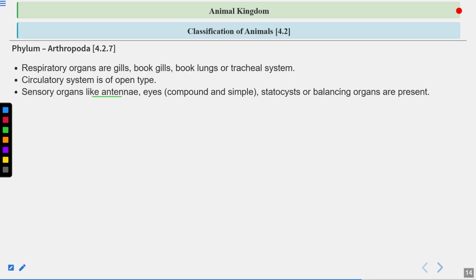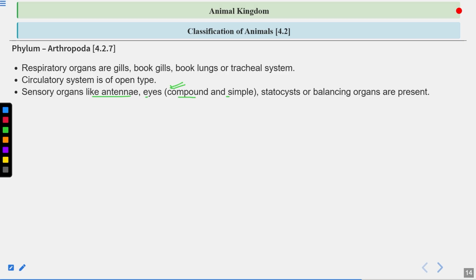Sensory organs like antenna and eye. Now they have compound and simple eyes. Some organisms have the compound eye. What is the meaning of compound eye? You have a very simple eye, and your vision is very clear. It does not come to your brain in small segments. It is very clear cut, right?